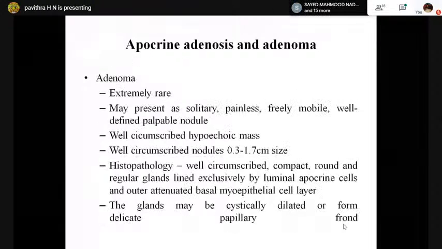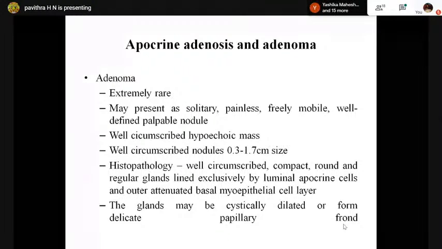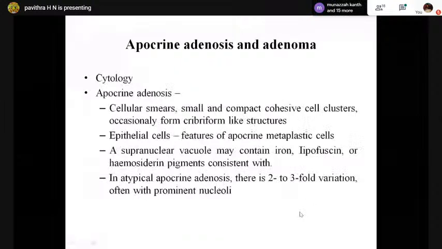So apocrine adenosis, I said that is common, but on the other hand, adenoma is extremely rare. So I told you they are appearing as a nodule. So mostly solitary, painless, freely mobile nodule. Well circumscribed, and so I have told you already. So the glands may be cystically dilated or may have delicate papillary fronds.